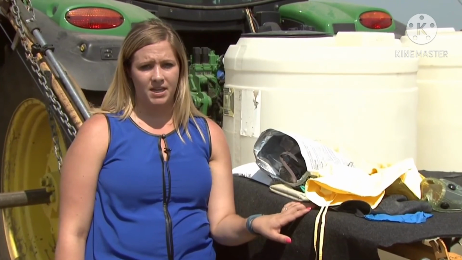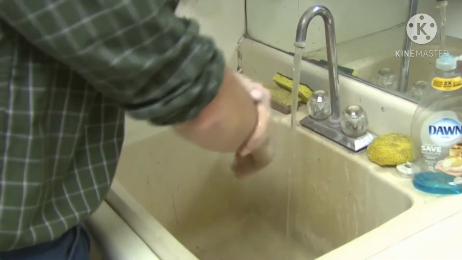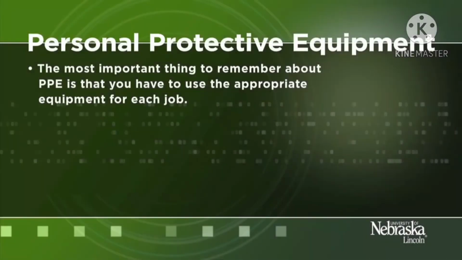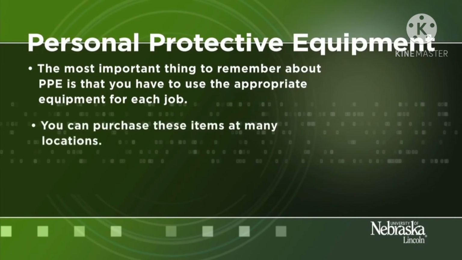After the pesticide application, it is important to properly clean your PPE and yourself. Use soap and water to clean all of your PPE before you store it for the next use. Also, be sure to wash yourself with soap and water as soon as possible after the application. The most important thing to remember about PPE is that you have to use the appropriate equipment for each job. You can purchase these items at many locations.